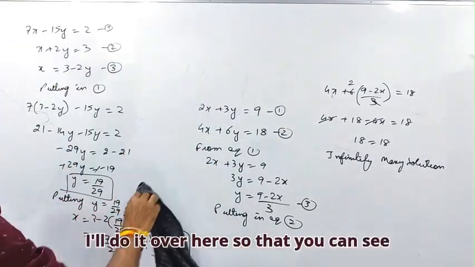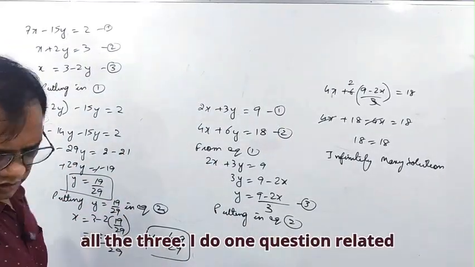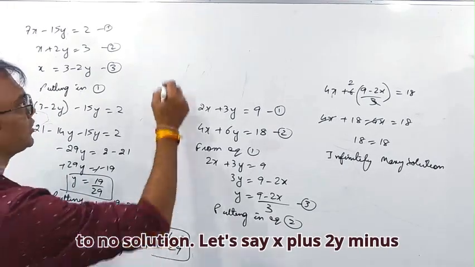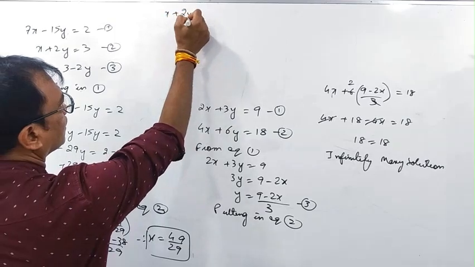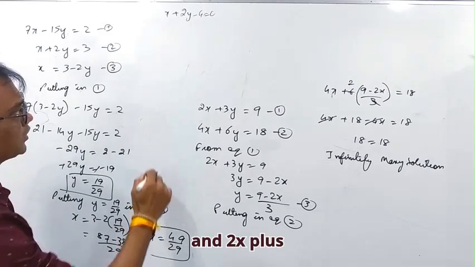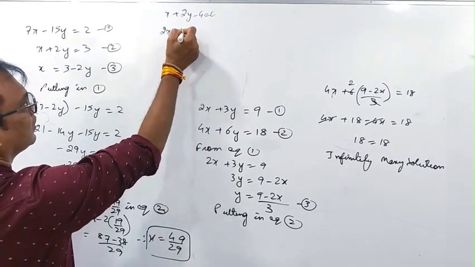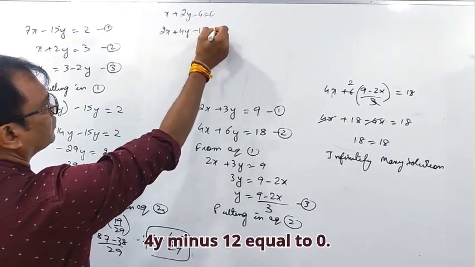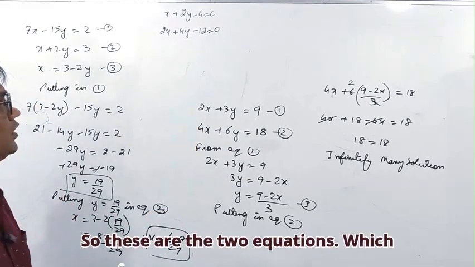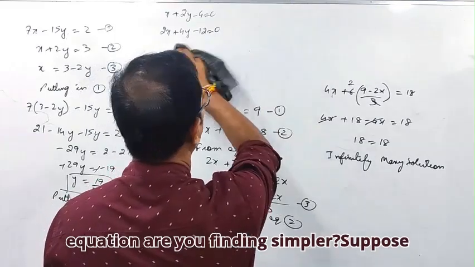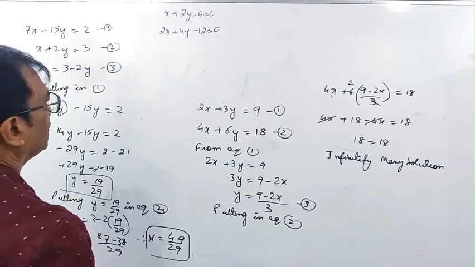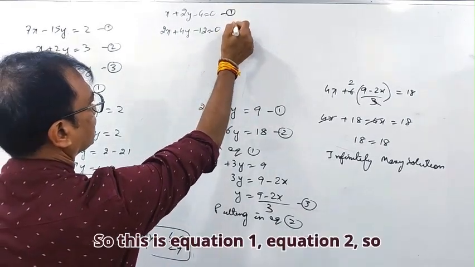I'll do it over here so that you can see all the three. I'll do one question related to no solution. Let's say x plus 2y minus 4 and 2x plus 4y minus 12 equal to 0. So these are the two equations. Which equation am I finding simpler? I suppose you are finding equation 1 simpler. So this is equation 1, equation 2.